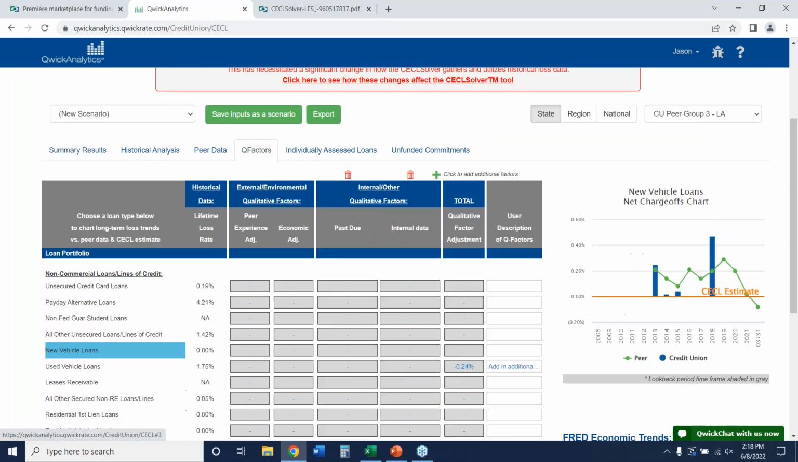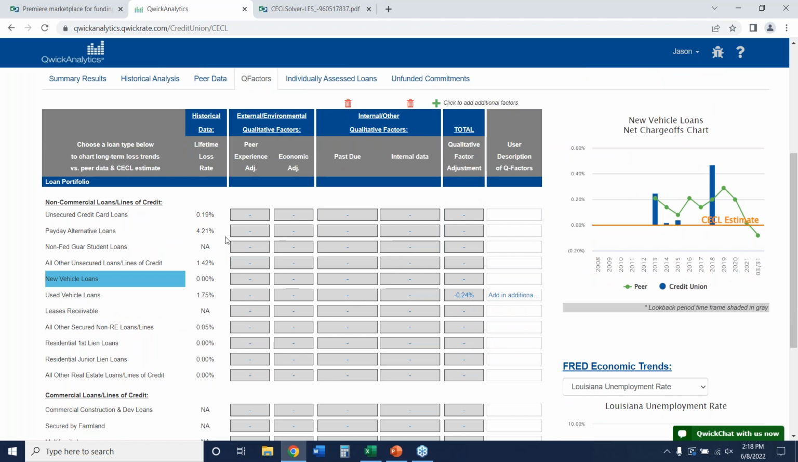So here we have our Q factor tab, and here we can actually have multiple different adjustments on different metrics. So ones I like are past due, maybe some other internal data. But if you're looking at past dues, right, are they increasing? Are they decreasing? What are the trends? This is certainly going to be an indicator of future performance of your loans, right? So if you're seeing back here no losses in your new vehicle segment, but then all of a sudden, hey, you've got some past dues, something's going on.